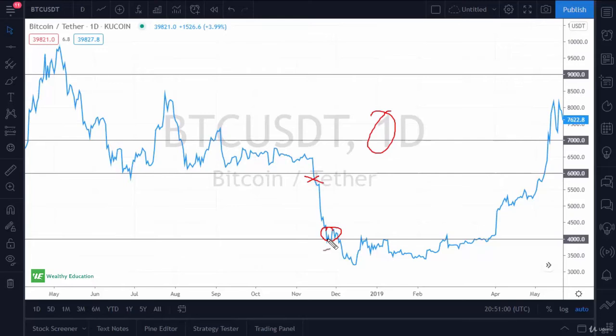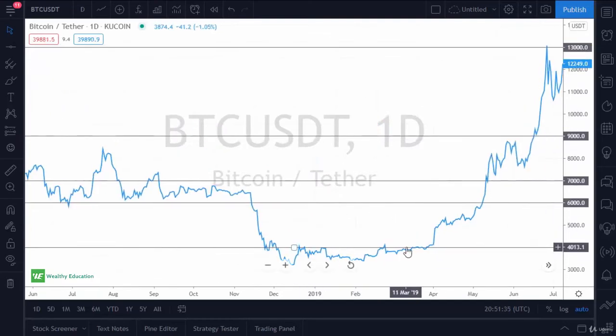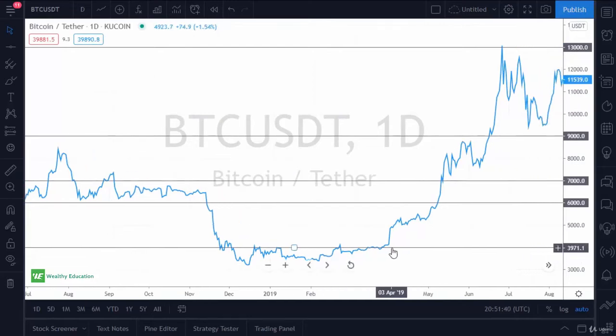Where's your stop loss? Well, your stop loss generally is going to be where you broke down from. So that would be your initial stop loss. You hit your target. That's a pretty straightforward trade, right? Some time goes by, and you can see that 4,000 continues to offer resistance. And then we break out to the upside.